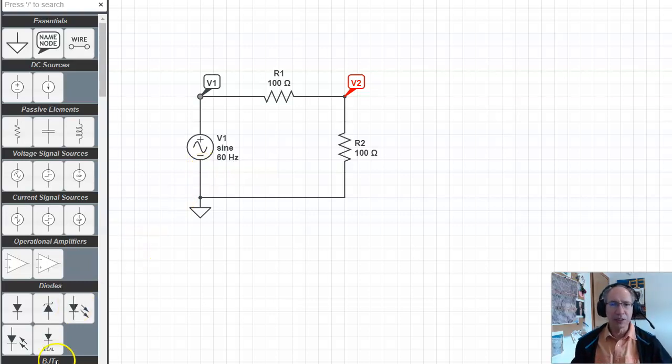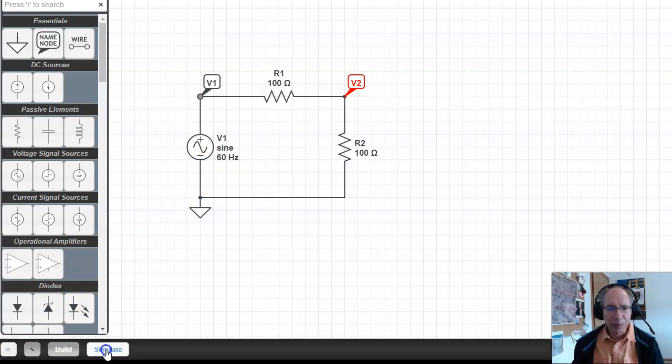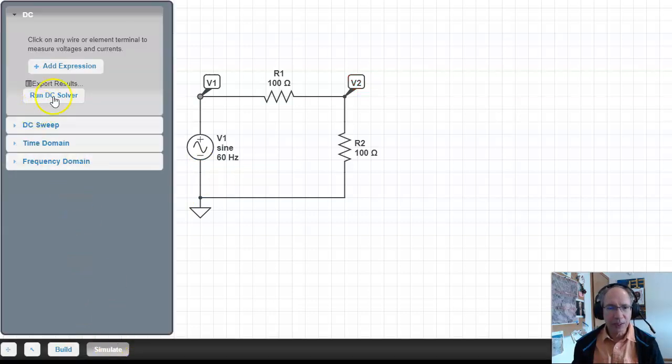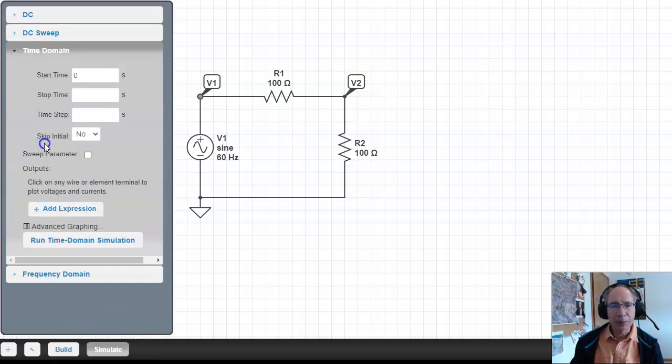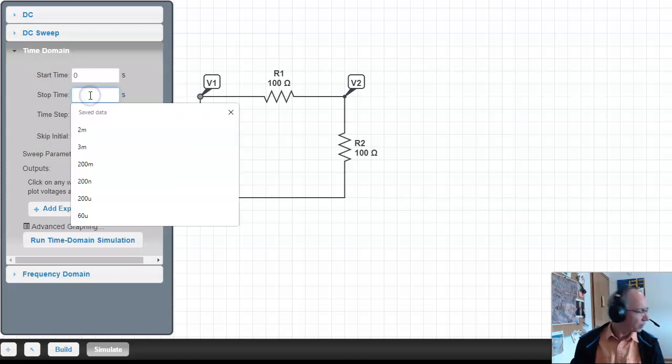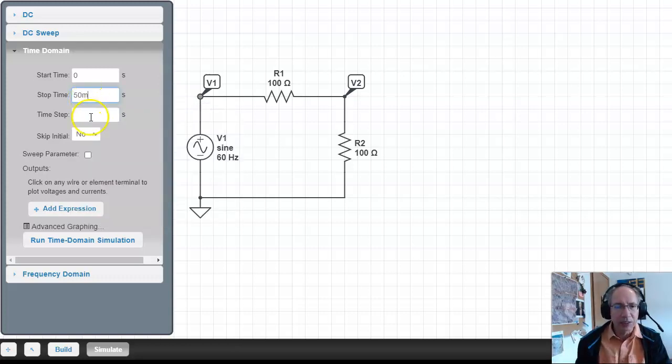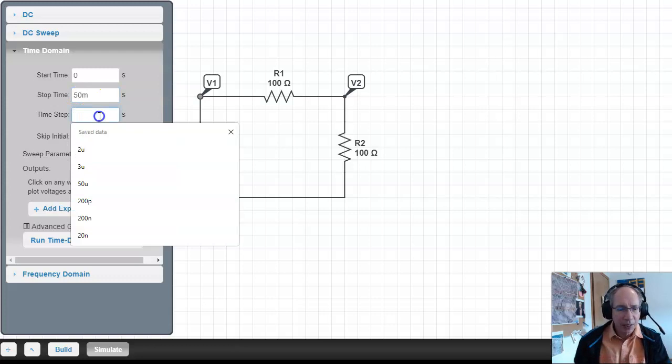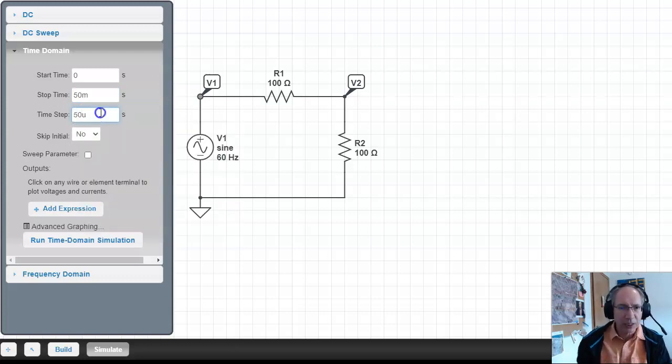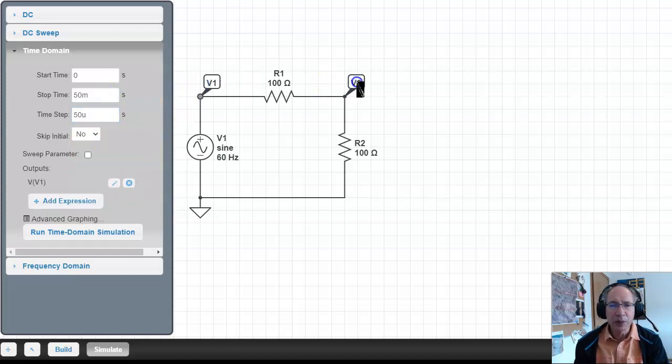16 milliseconds. So when I simulate it, let's bring this up so you can see what I'm doing. I'm going to go under Simulate. Now I need to do time domain. Since this is a sine wave, assigning a number to it doesn't really work too well. I'd rather see what the shape looks like. The period is 16 milliseconds, so let's simulate it for 50 milliseconds, about 3 periods. Make the time step 50 microseconds, gives me 1,000 points on the plot. And let's look at V1 and V2.